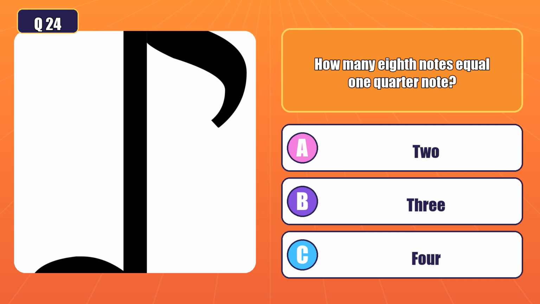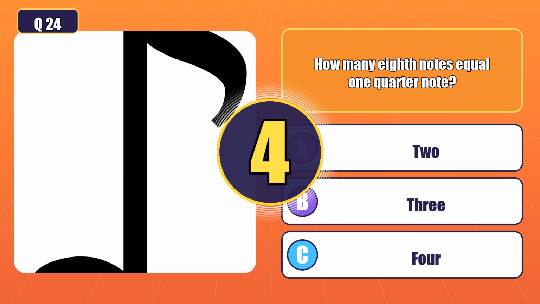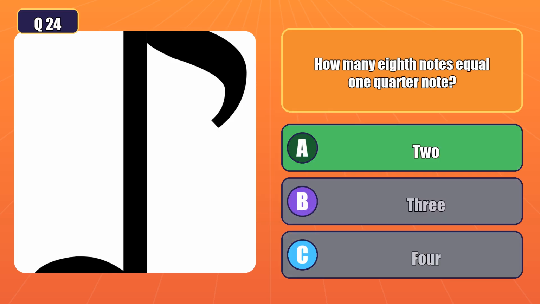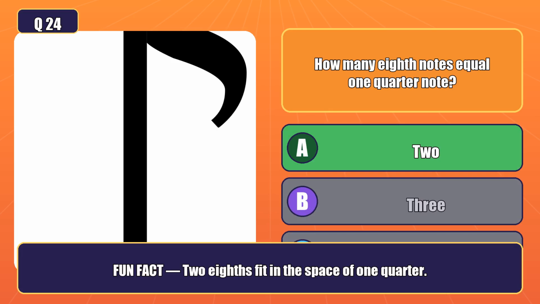Question number 24. How many eighth notes equal 1 quarter note? The answer is 2. Fun fact, 2 eighths fit in the space of 1 quarter.